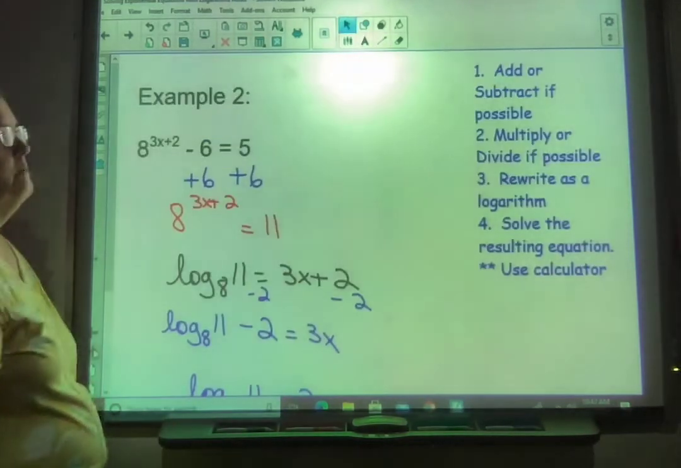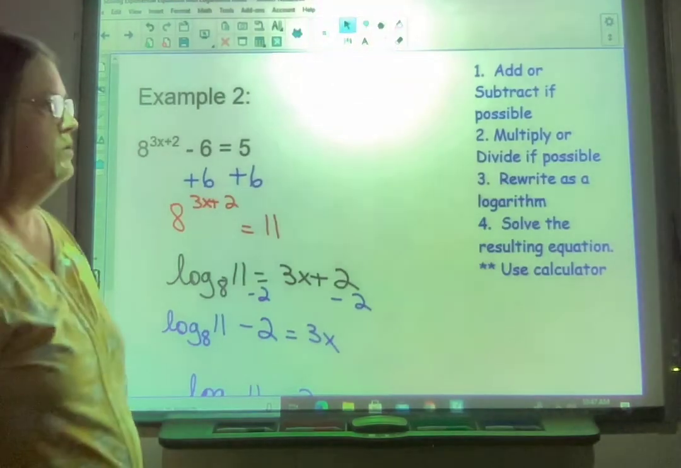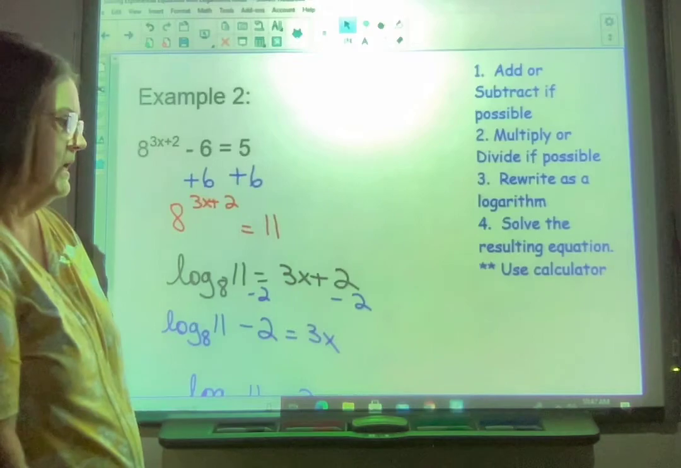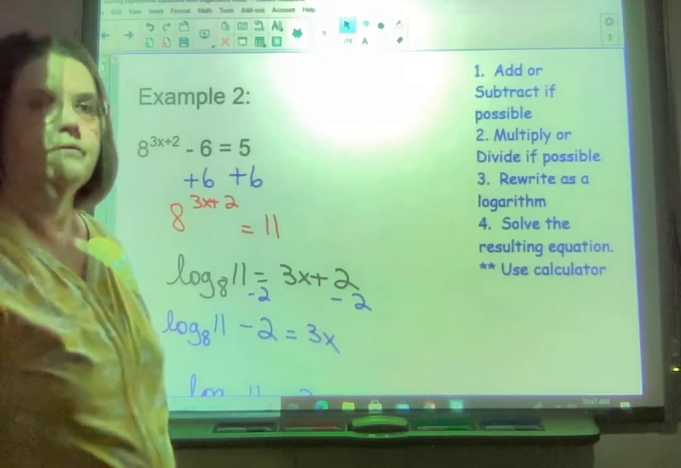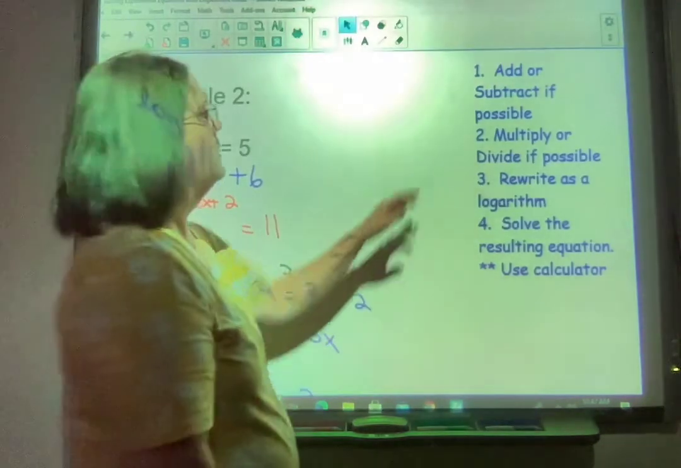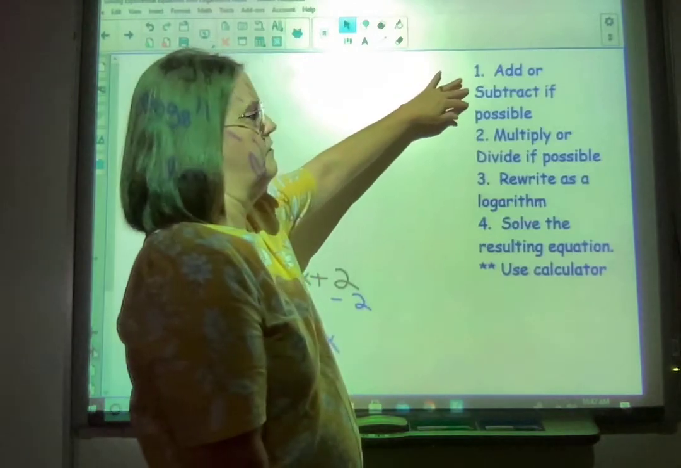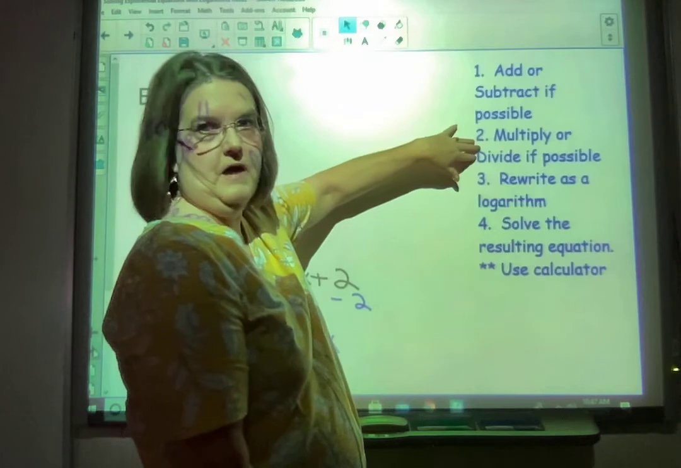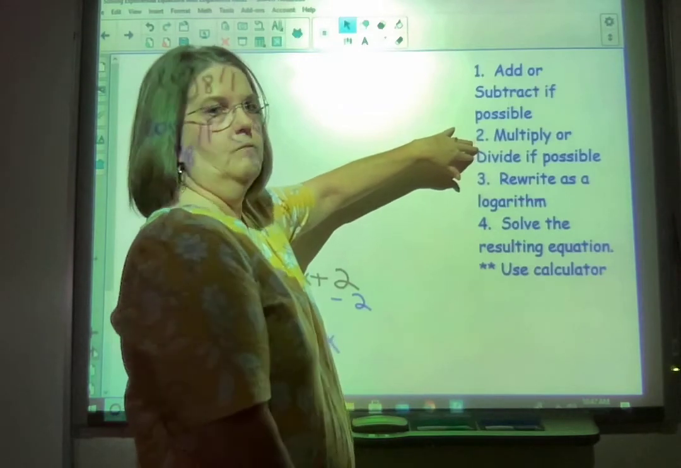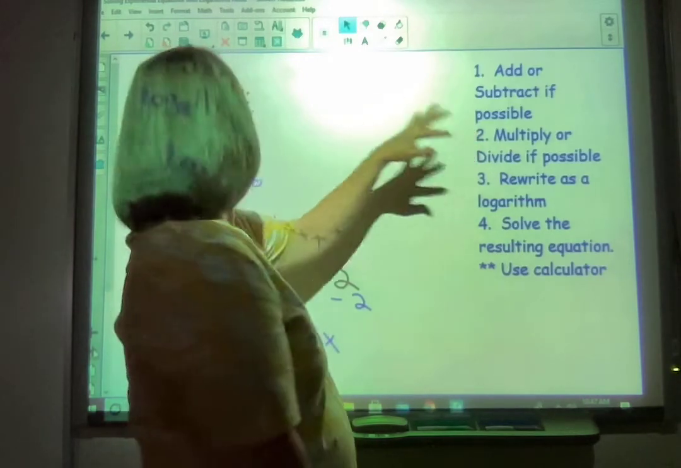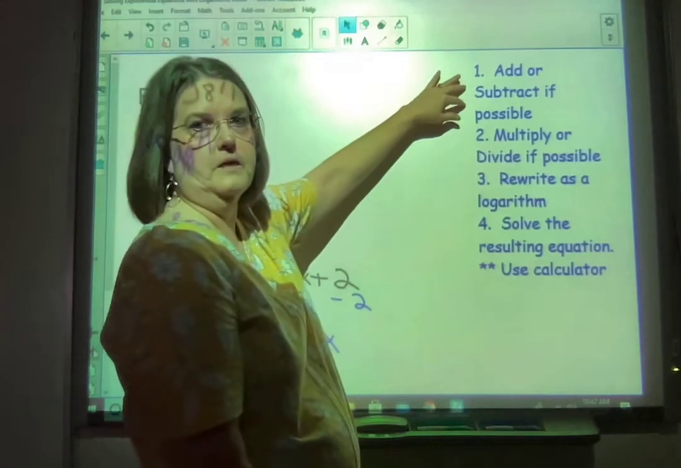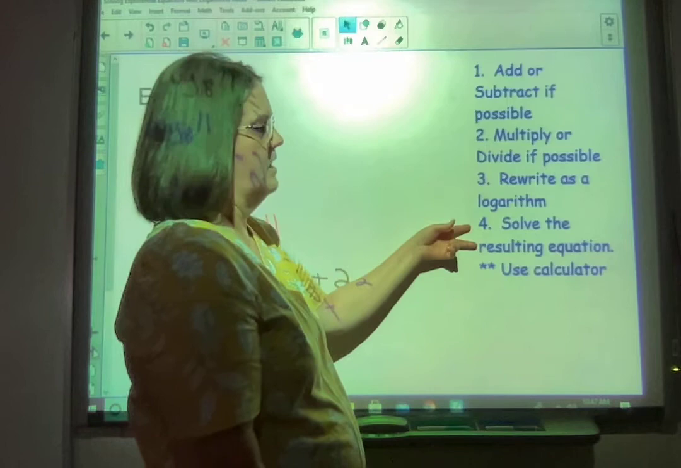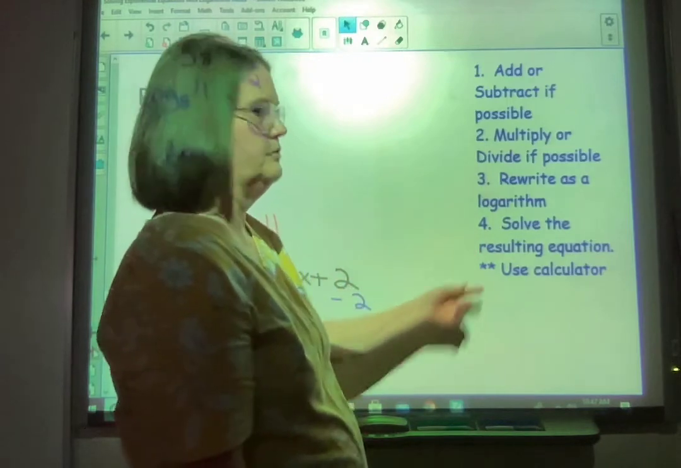Now, they get more involved, and so I wrote out steps that can be done with any equation that requires a logarithm. If you see right here, I said add or subtract if possible. You don't always have that step to do. Multiply or divide if possible. And we'll get to some where we do these. Well, this one has an add or subtract if possible step. And then rewrite it as a logarithm, and then solve the resulting equation using your calculator.